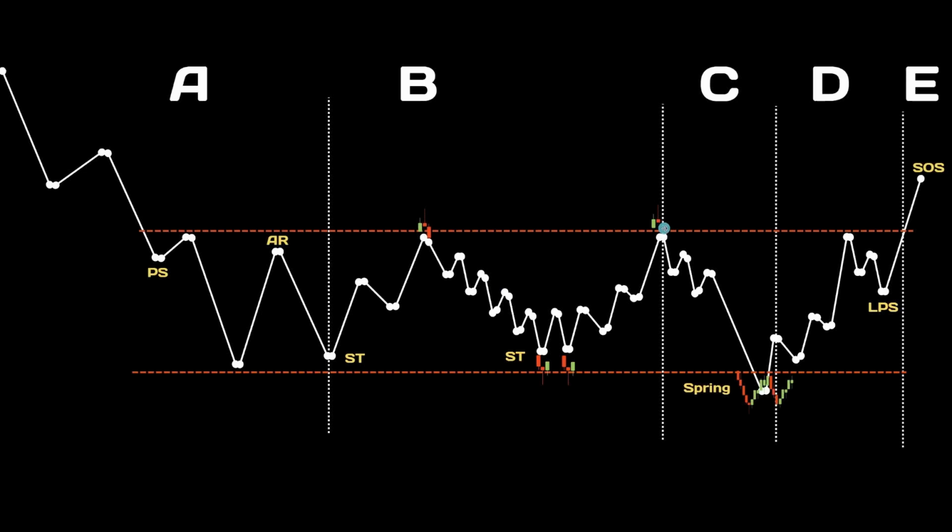Phase E. This is the exit from the trading range and the start of the uptrend, the direct effect phase following the cause. Here, the price clearly exits the accumulation phase and enters phase 2.